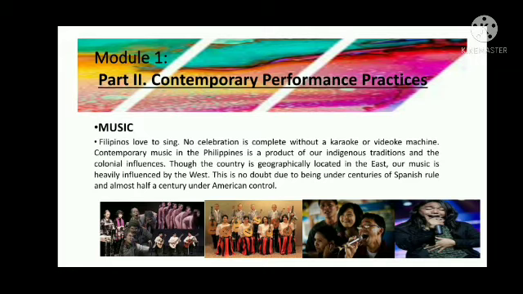Contemporary music in the Philippines is a product of our indigenous traditions and the colonial influences. Though the country is geographically located in the east, our music is heavily influenced by the Western. This is no doubt due to being under centuries of Spanish rule and almost half a century under American control.